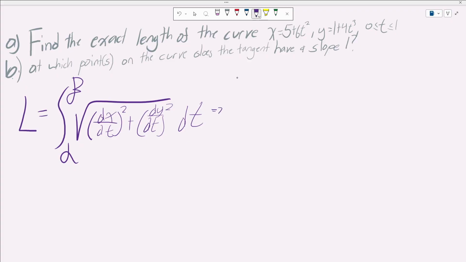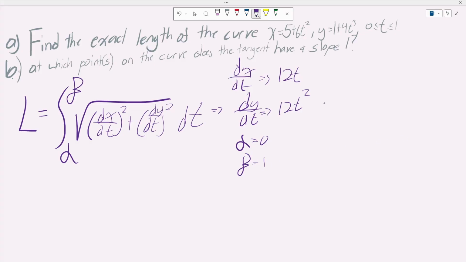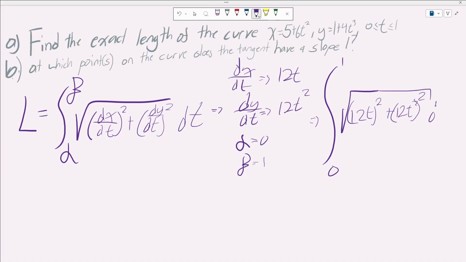So let's find our derivatives. The derivative of x with respect to t is going to be equal to 12t, and then the derivative of y with respect to t is going to be equal to 12t squared. And of course, our alpha just goes from 0, and then our beta is equal to 1. So if we plug this all into our integral, we'll have 0 to 1 of the square root of 12t squared plus 12t squared dt.